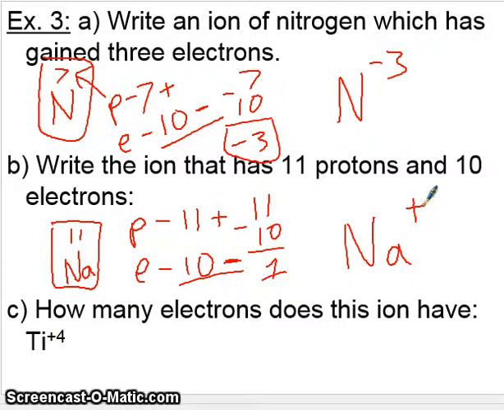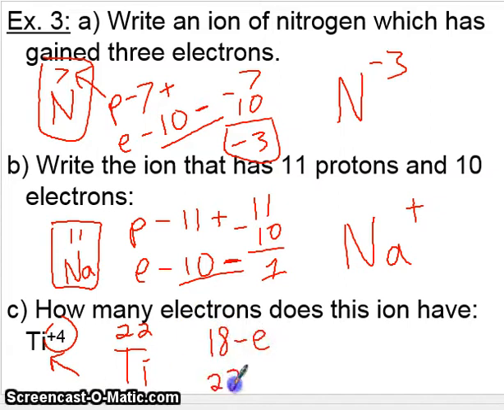Notice that the atom is Ti, which, if you take a look at the periodic table, is titanium, and titanium has a 22 above it, which means it has 22 protons. Since it has a +4 charge, that means it has 4 more protons than it has electrons. If you have 4 more protons than electrons, then you have 4 fewer electrons, which means you have 18 electrons.